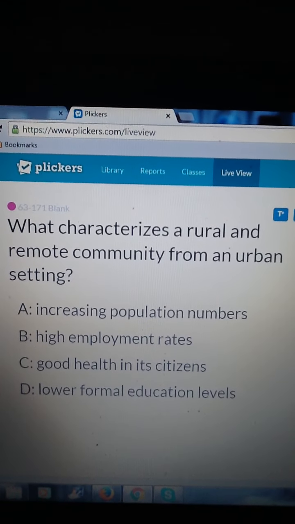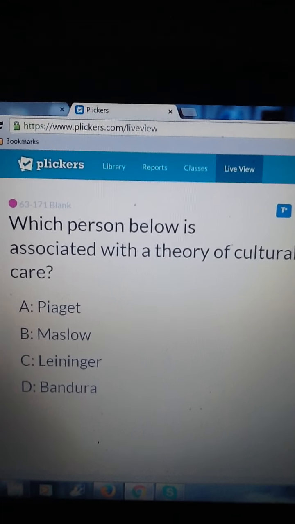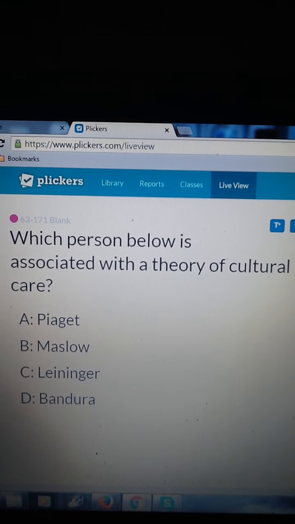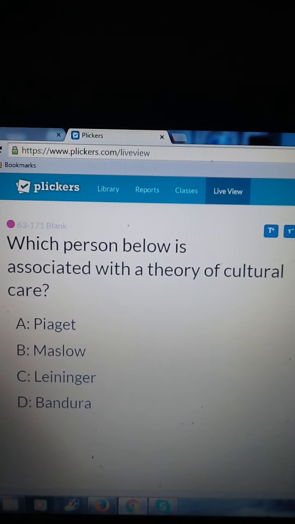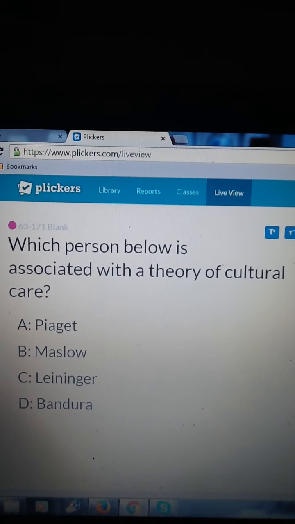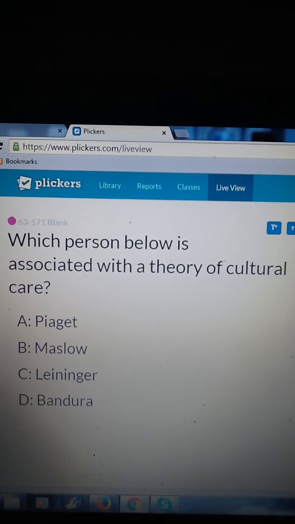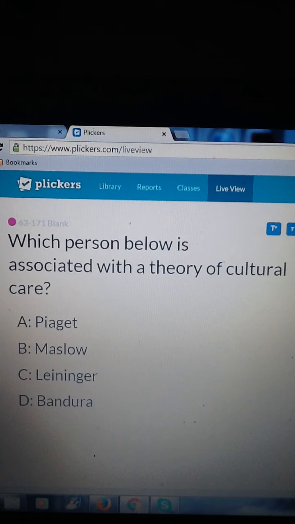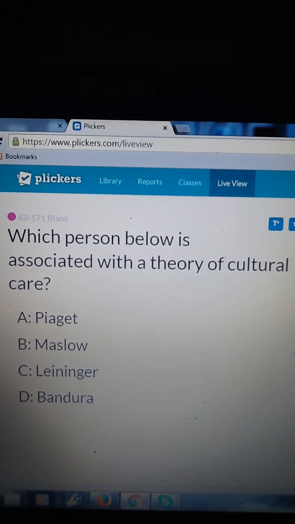Now we're moving on to culture in week 7. Which person below is associated with the theory of cultural care? You can see there's my 3 theorists that I like that I mentioned prior. What is the person in this list that's associated with the theory of cultural care? It is Leininger. C is the answer.